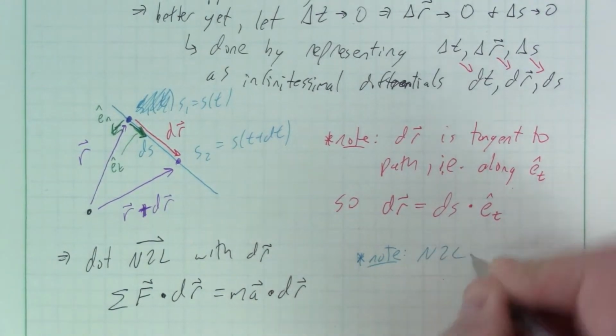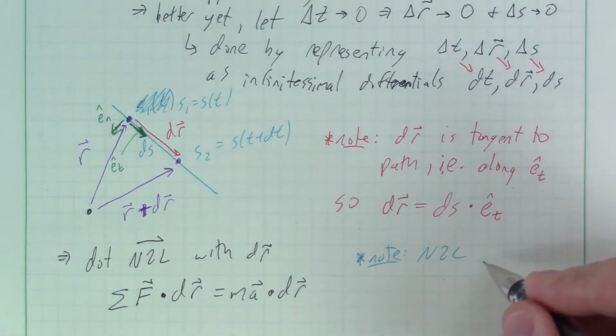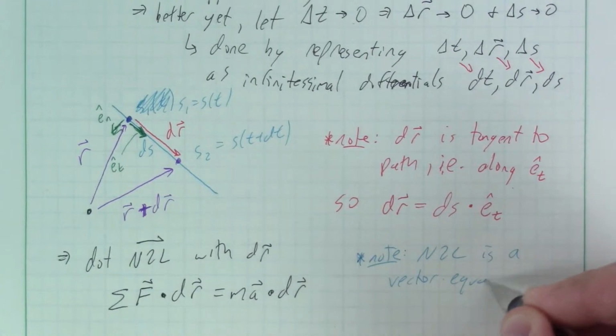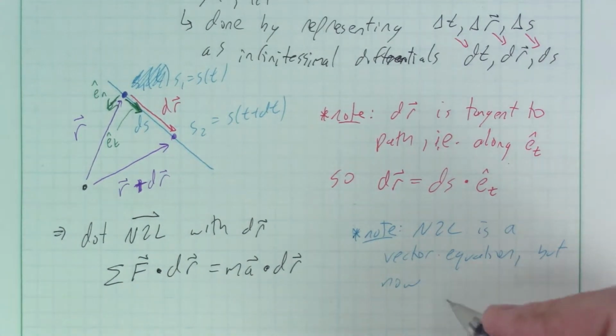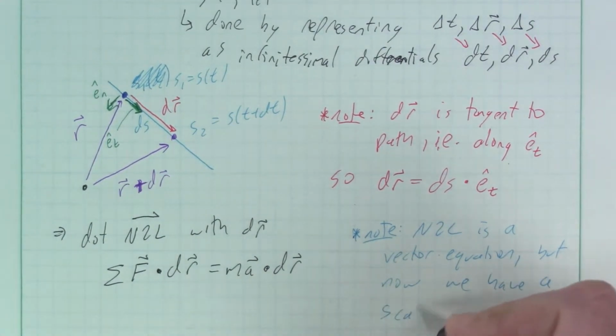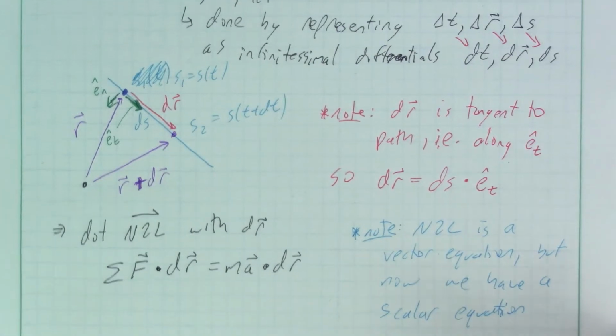Newton's second law, I put an arrow over the top of it, just representing that it's a vector relationship. It's a vector equation, but now that we've dotted it with another vector, we have a scalar equation. When you dot two vectors together, there's no more direction. It's just going to be a single number, right?